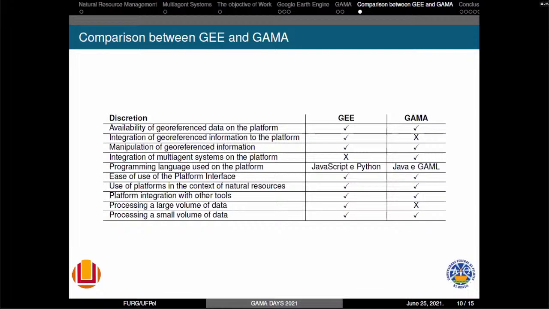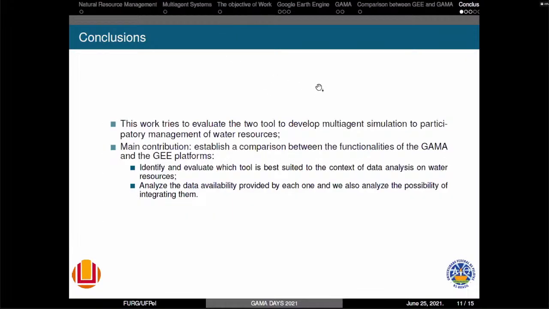Ease of use of the platform interface: both are okay. Use of the platform in the context of natural resources is okay too. Platform integration with other tools is okay. Processing a large volume of data: Gama cannot process a large volume of data. Processing a small volume of data is okay for both. This is an important aspect of the comparison of the two platforms in the work.